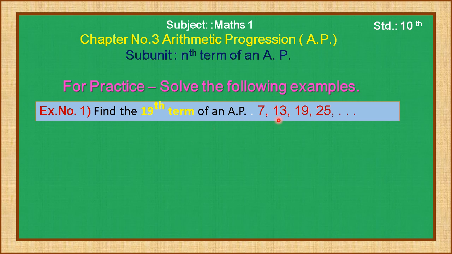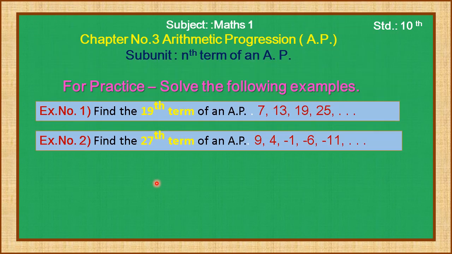The given AP is 7, 13, 19, 25. The second example is: find the 27th term. Again the word "th" is coming here, the 19th term, the 27th term. You can use the formula Tn to find T19 in the first example and T27 in the second example.